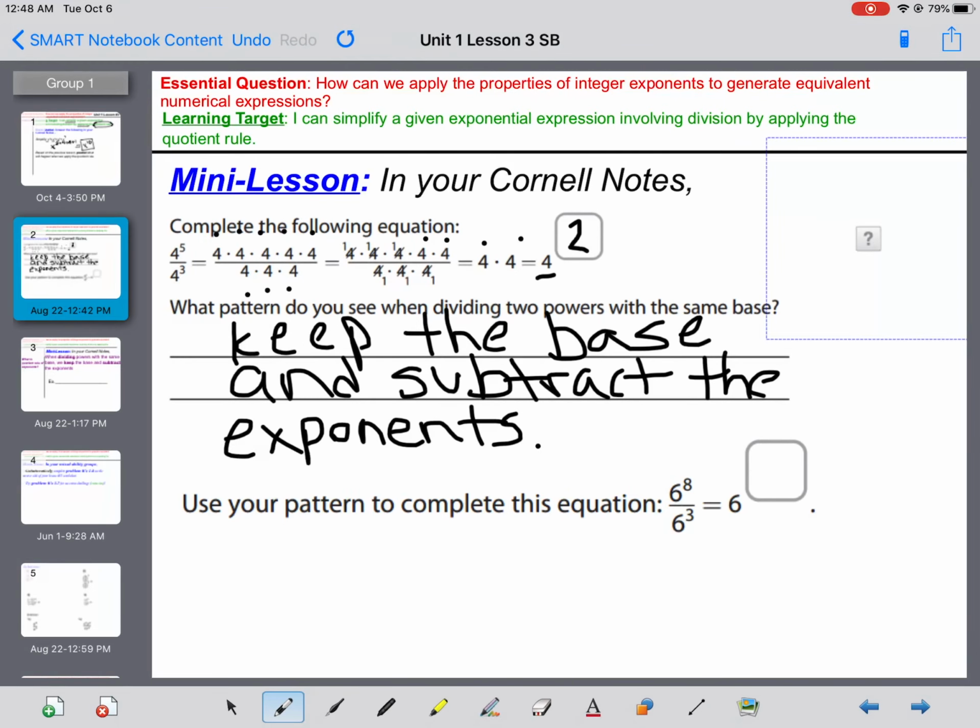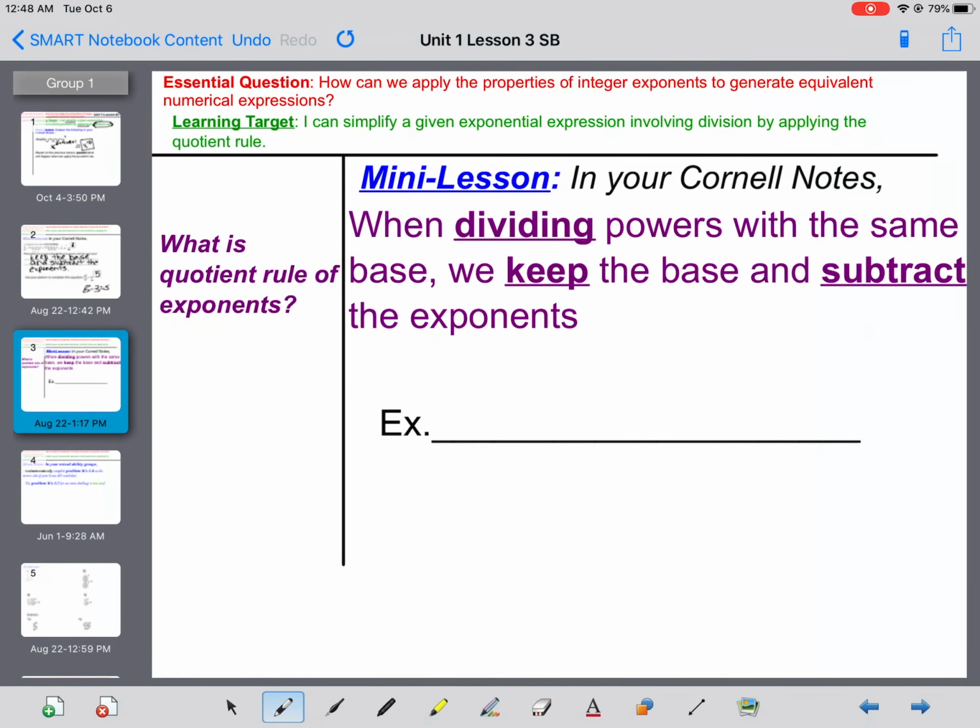If we use the pattern to complete this equation, we have an 8 and a 3. 8 minus 3 equals 5. That means the 6 stays the same and the 5 is our new exponent. It's the same thing as the product rule, except we're just going to be subtracting the exponents.